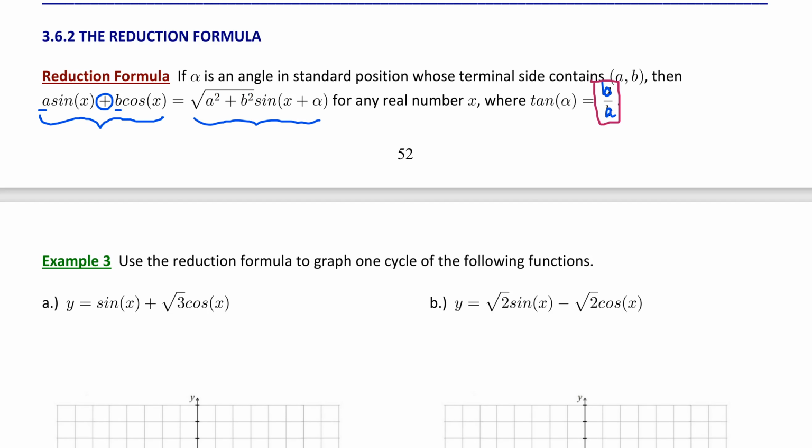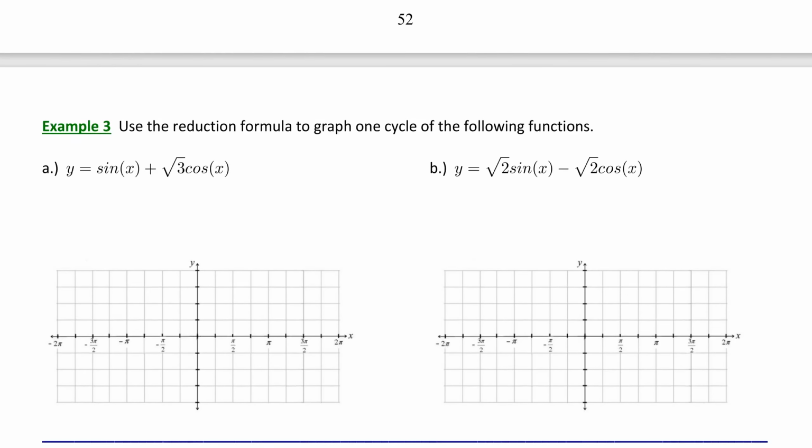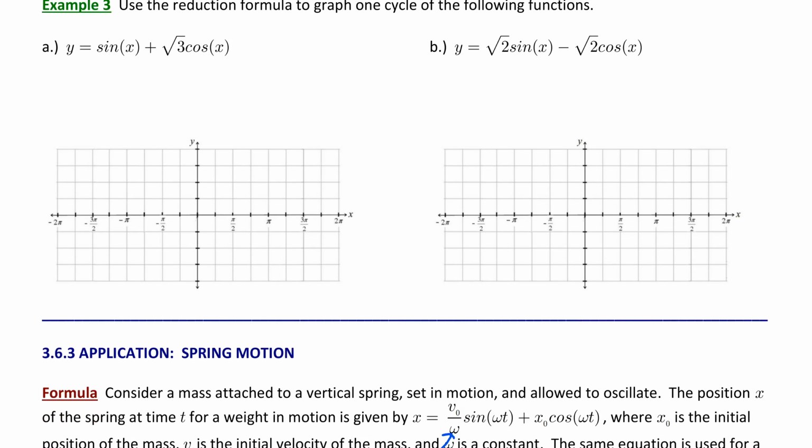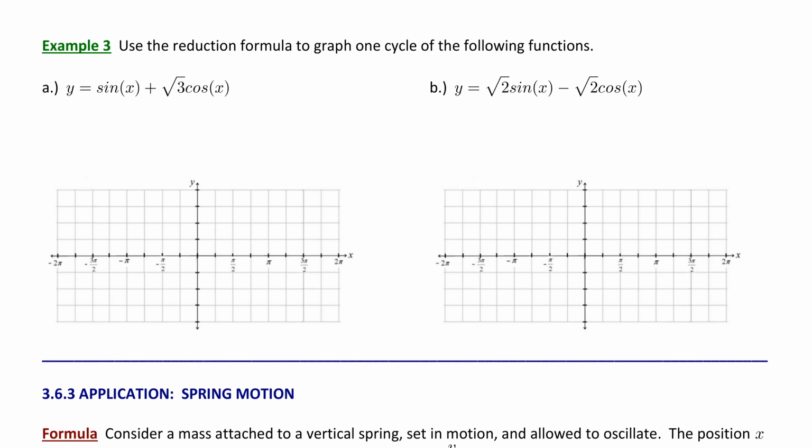So when we have the sum of a sine and a cosine term, we can condense it into a single sine function where this term would be the amplitude of that sine wave and alpha would be the phase shift of that sine wave. So this formula is really useful in graphing functions like what you see in example 3. It says use the reduction formula to graph one cycle of the following functions.